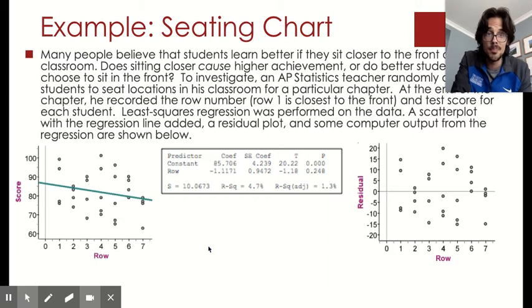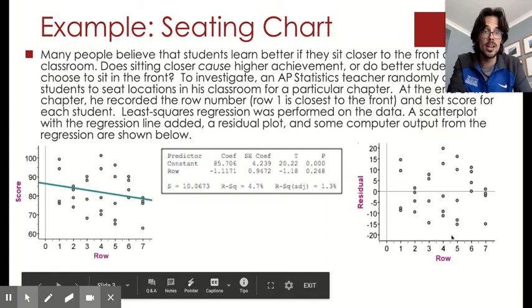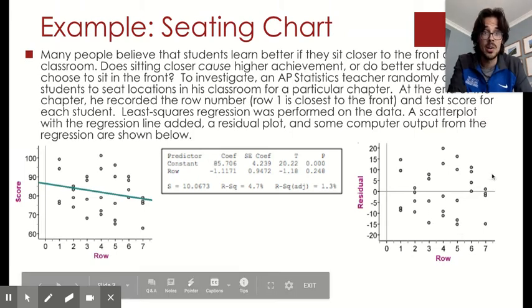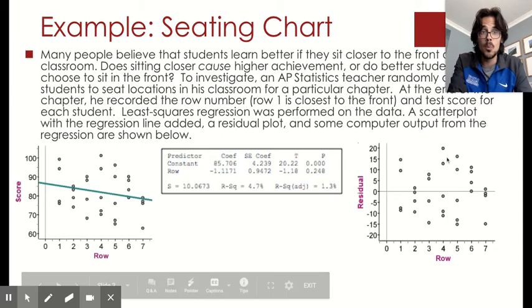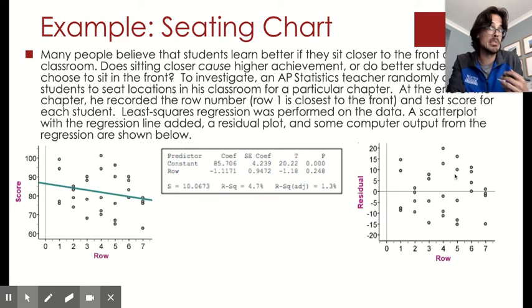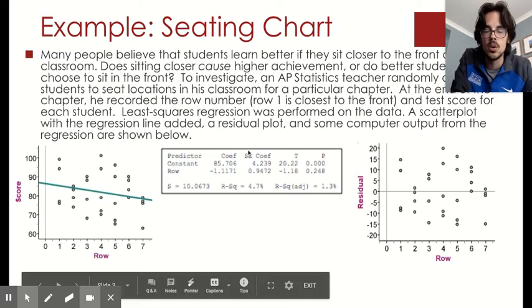But at the same time, even though this isn't very good, if you look at the residual plot over here, it's randomly scattered. So it's not that the line is going to do a good job. But what this says is a linear model is as good as anything. You're not going to find a better model than a line. Okay? And they give us a little computer output here in the middle.